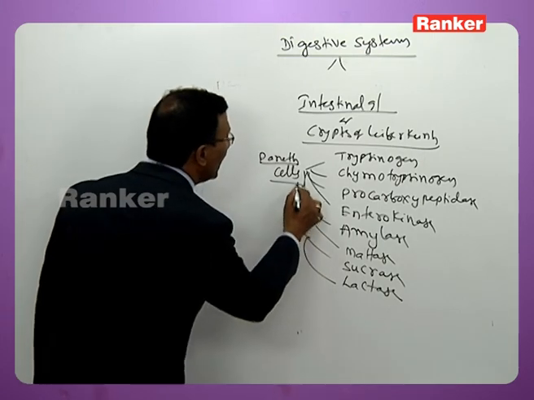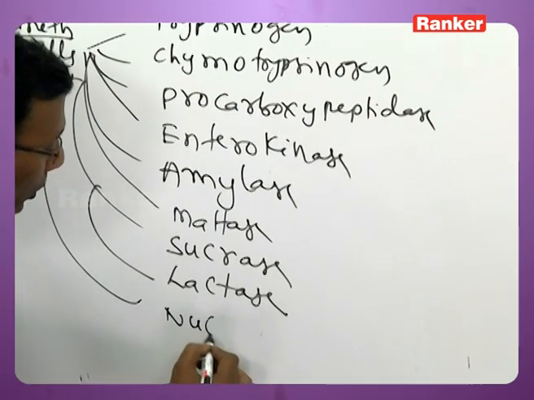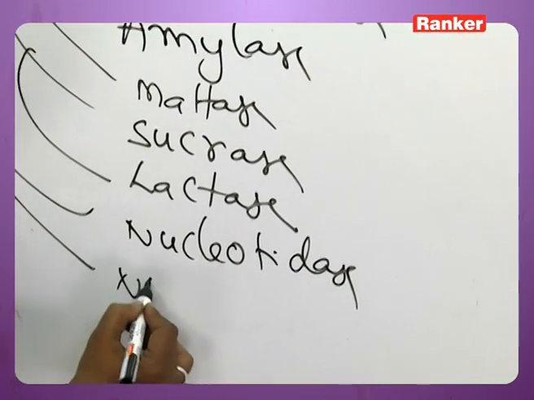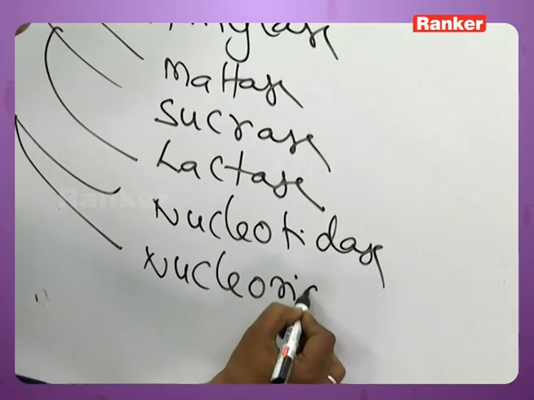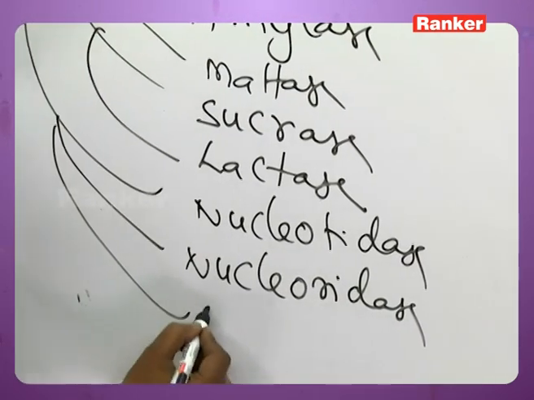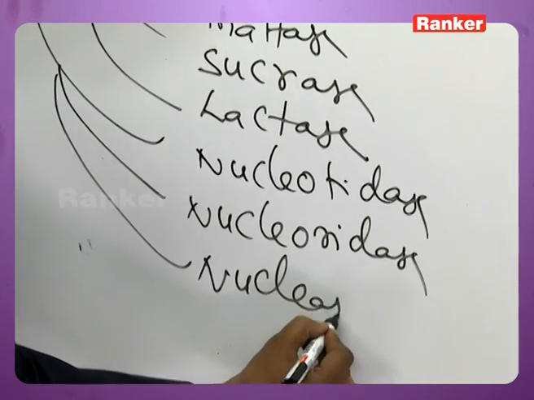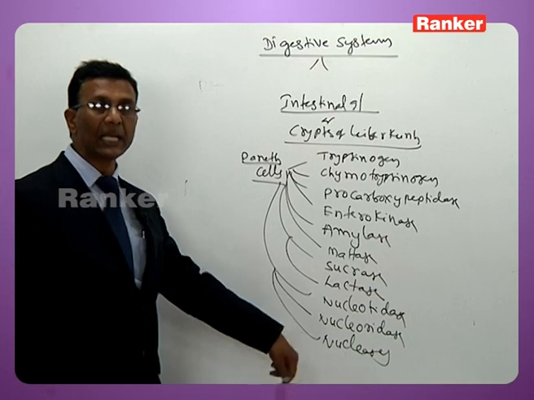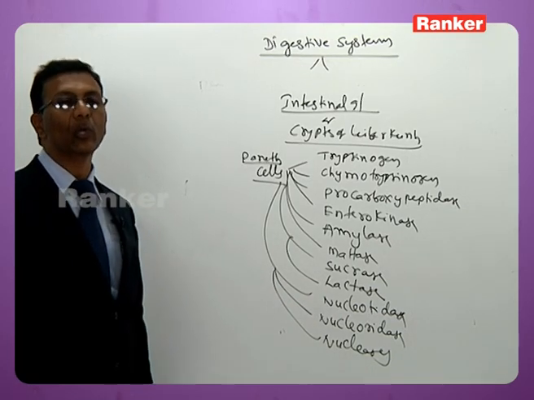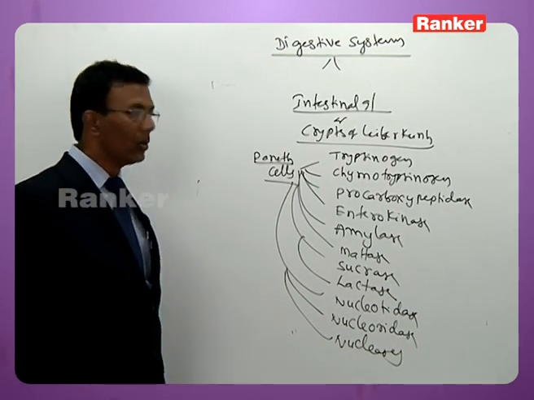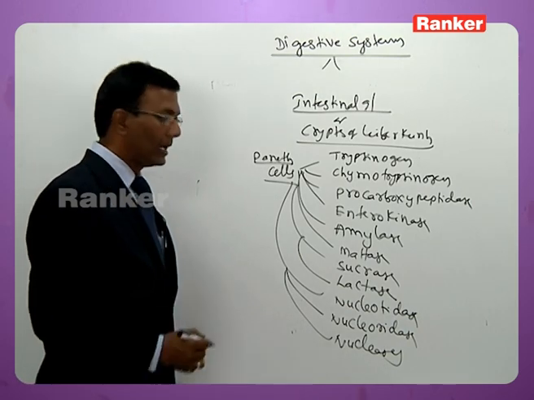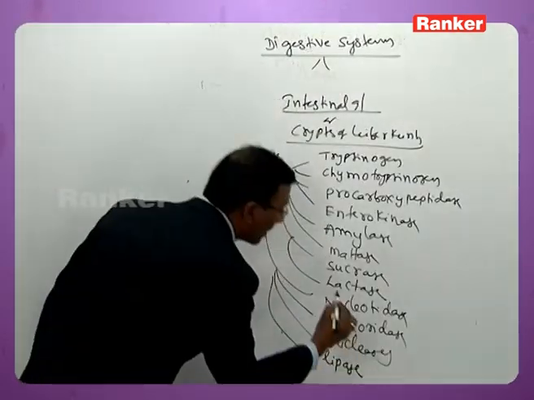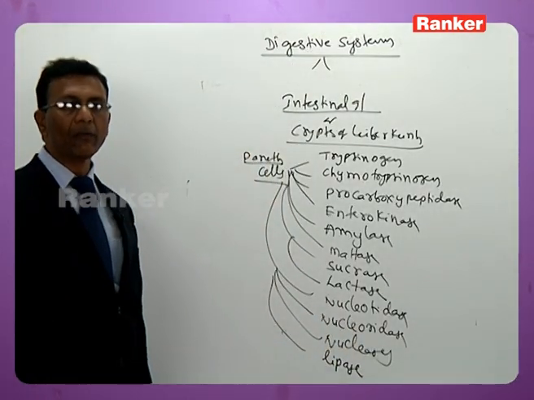Apart from that, they secrete nucleotidase, nucleosidase and nucleases. These three of them, nucleotidase, nucleosidase and nucleases, bring about digestion of nucleotides, breakdown of nucleotides. Then above all, they also secrete lipase. Lipase brings about digestion of lipids.